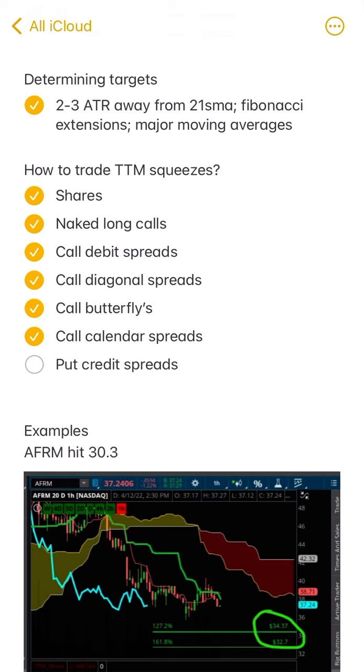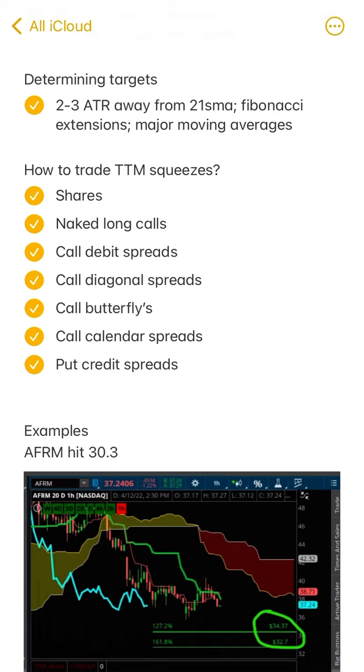Call calendar spreads is another one. You can still make good money on those, but you're looking for like a 20 to 30% return on a stock. Gives you a lot of flexibility. Can be long theta, right? And then there's put credit spreads, right? Which basically you're going to profit if the stock just goes sideways for a while, right?